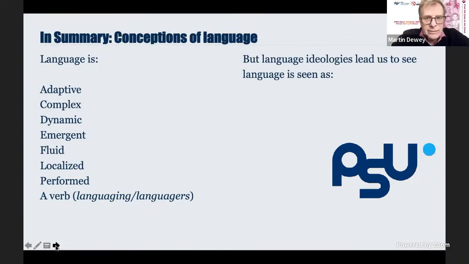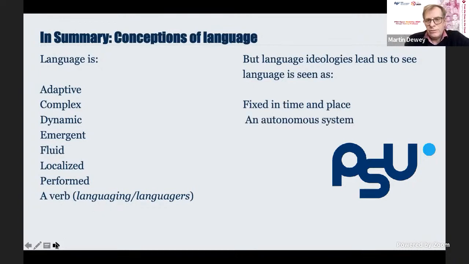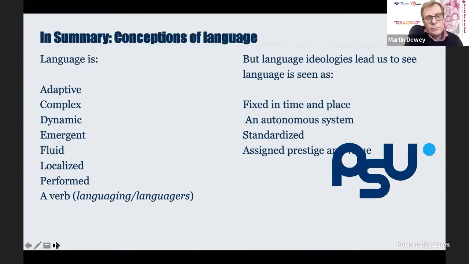So that's what language is, but if we think about language ideologies, because of the language ideologies underpinning our beliefs about language, we often see language as fixed in time and place. We regard it as an autonomous system separate from individual people, separate from location. It becomes standardized, and then we assign a lot of prestige and value to those standardized forms or varieties, to the extent that people who don't speak those standard varieties can experience discrimination and prejudice, right? And that's really why it's important to think about language attitudes and ideologies, and particularly to do so in relation to language identity and the way we identify through language and with language.